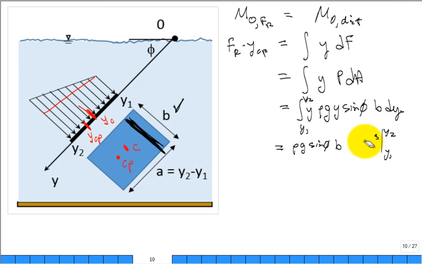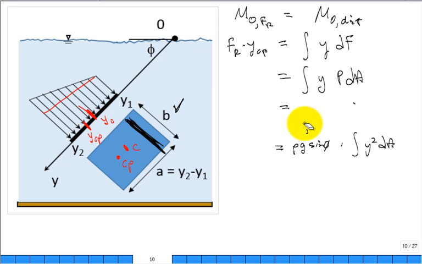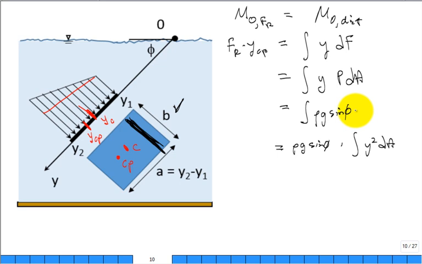But let me stop even there. I should even back up. I'm going to have the integral of y squared dA. I should have just left it like that. Let me change it up. Sorry about that. Integral of the pressure as a function of y, which is rho g sine of phi times y, times y dA. What do we recognize as the integral of y squared dA?